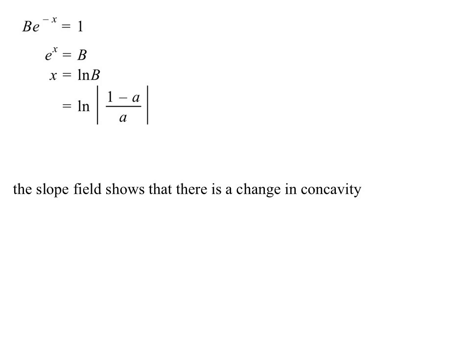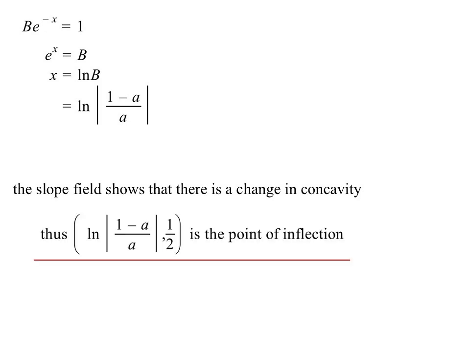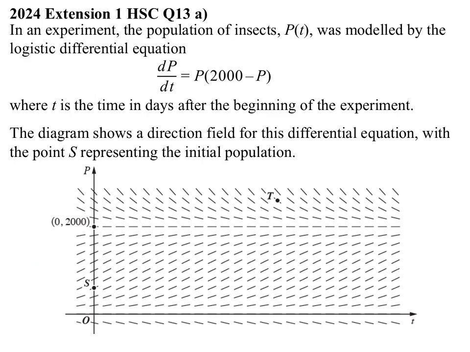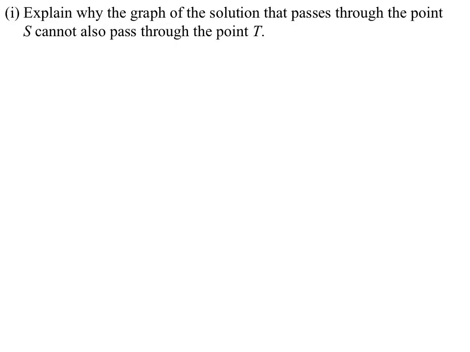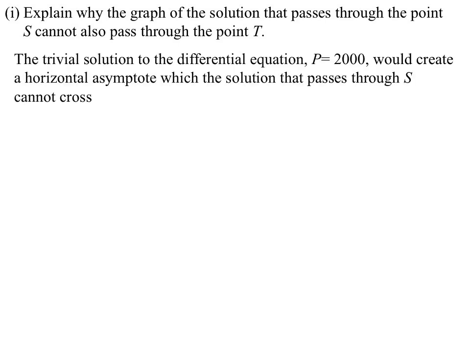As I say, the slope field shows us that there is a change in concavity. I don't need to go and test, I've got the slope field. So yes, that is a point of inflection. Last year's HSC. So in an experiment, population of insects modelled by this differential equation, and they've given us the slope field. And the first part of the question was, explain why the graph that passes through S cannot pass through the point T. I know there's a trivial solution at P equals 2000.